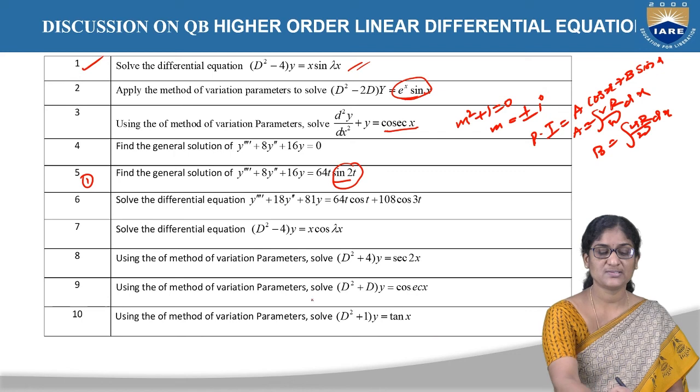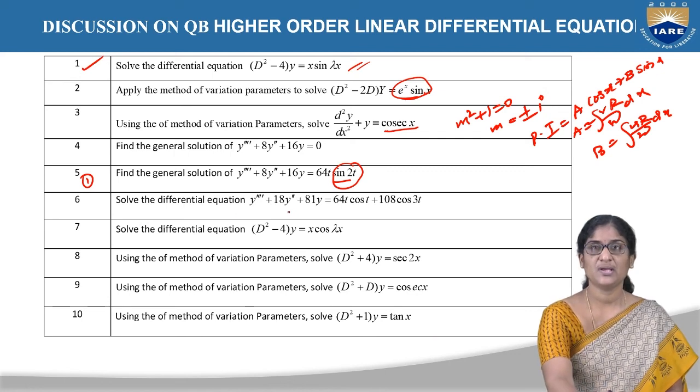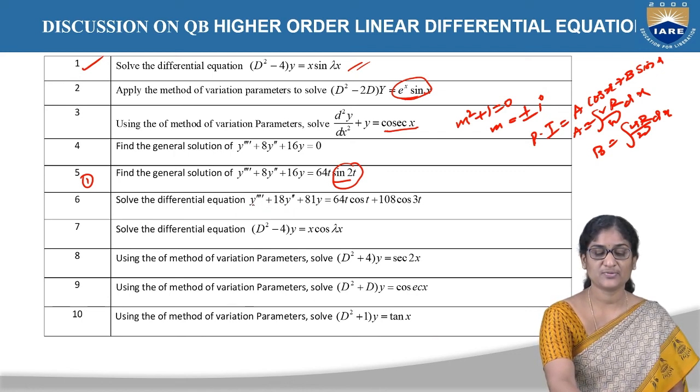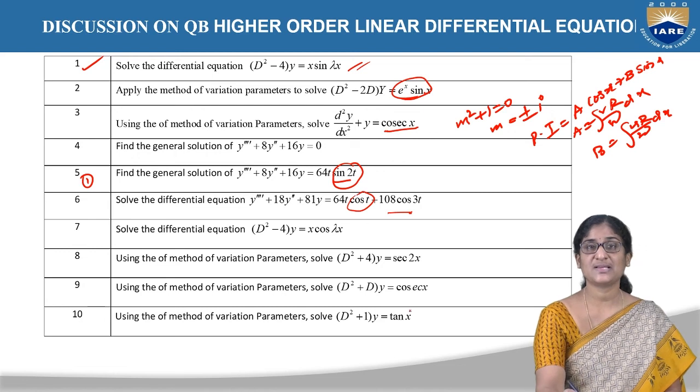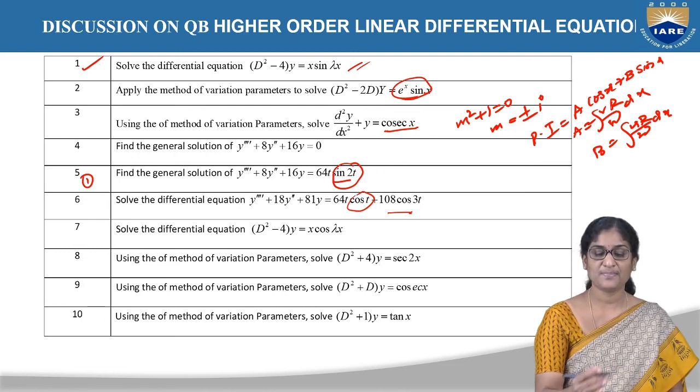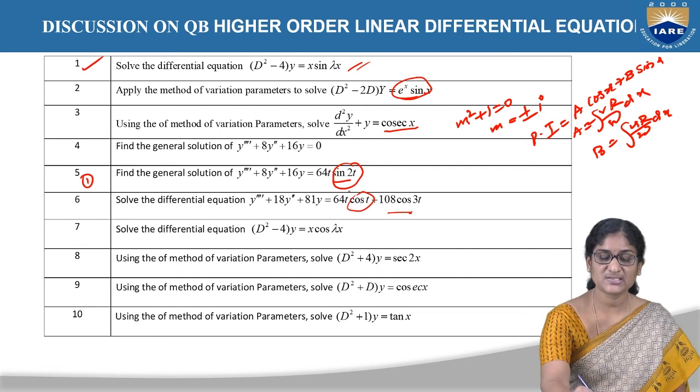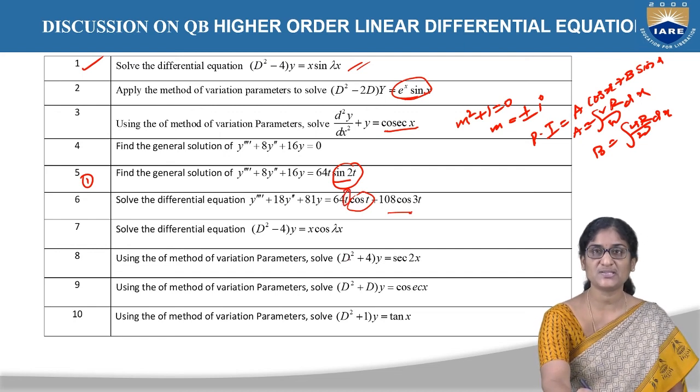And the sixth question, solve the differential equation, the fourth order differential equation, y fourth derivative plus 8 y double dash plus 81 y is equal to 64t cos t plus 108 cos t. Here also, first we have to write the cos as the real part of e to the power of i theta, and bring that to the left hand side, and we can proceed further by using the binomial expansion, since t is there.